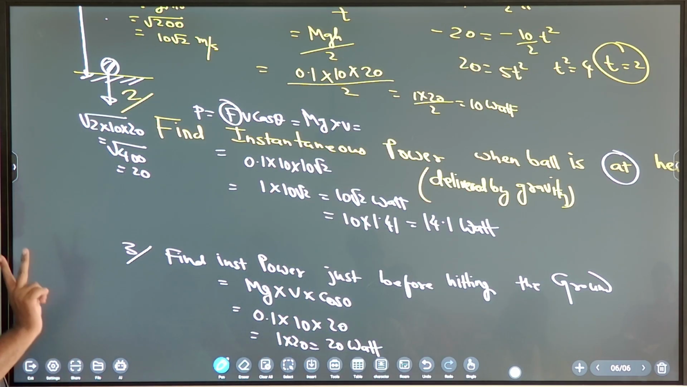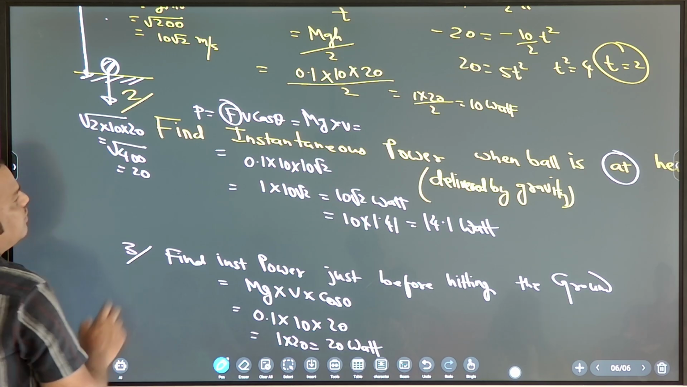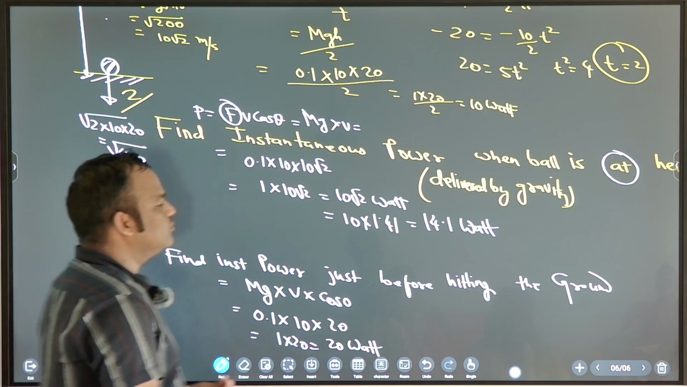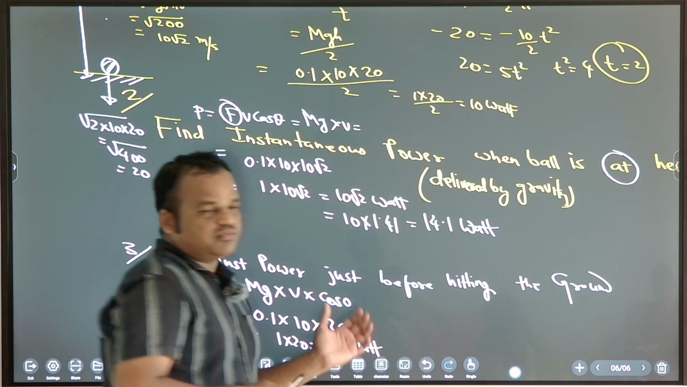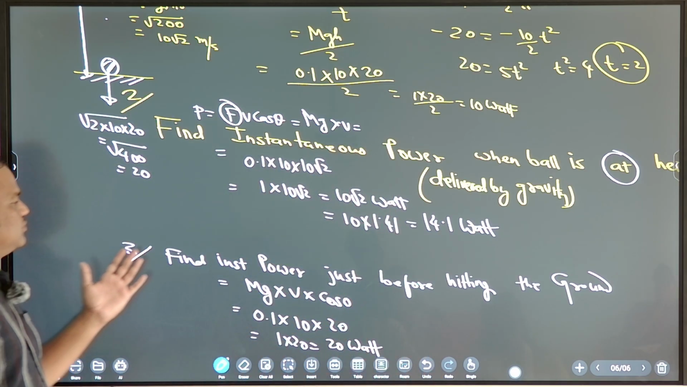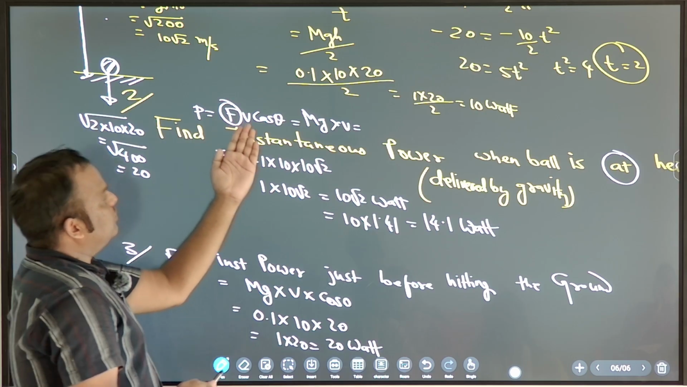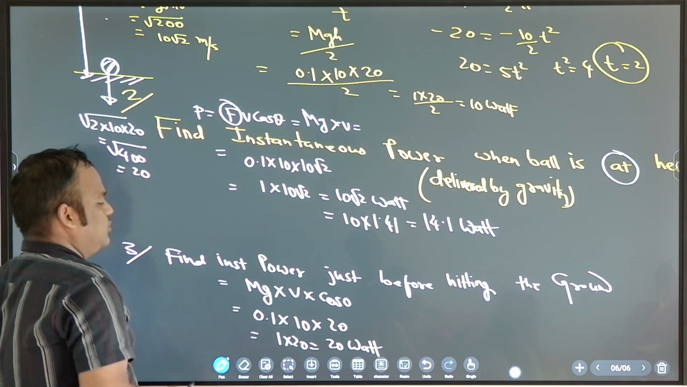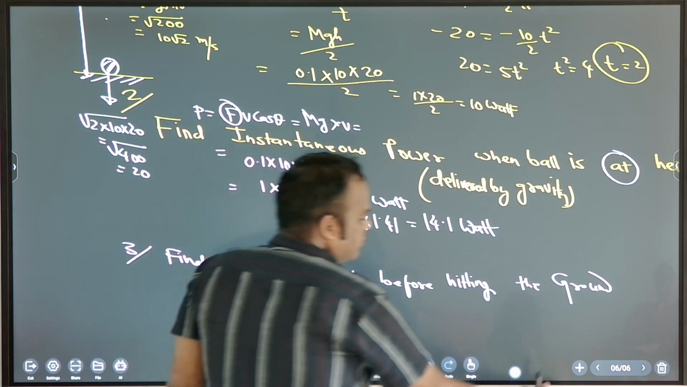So power has only two formulas. What is the formula for average power? Total work done by total time. What is the formula for instantaneous power? Force into velocity into cos theta. Okay, clear? Good.